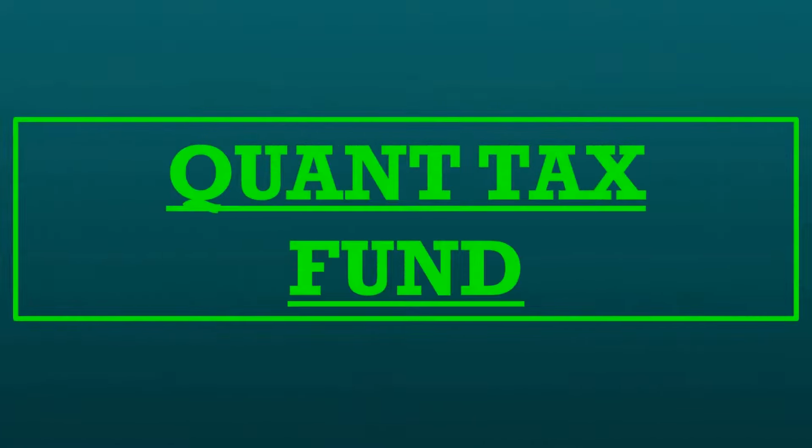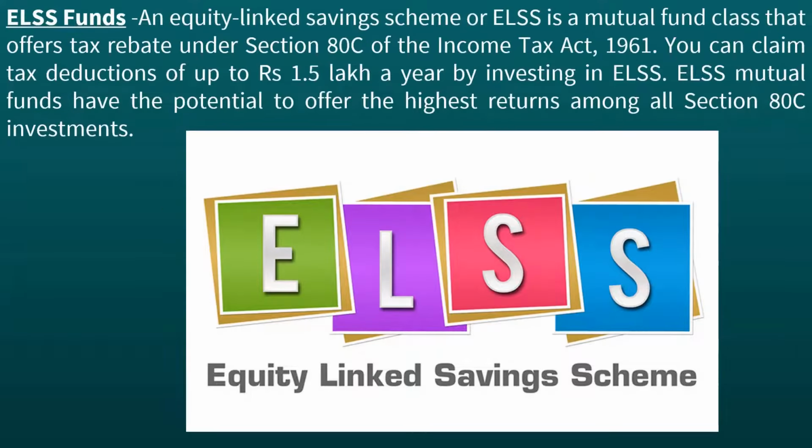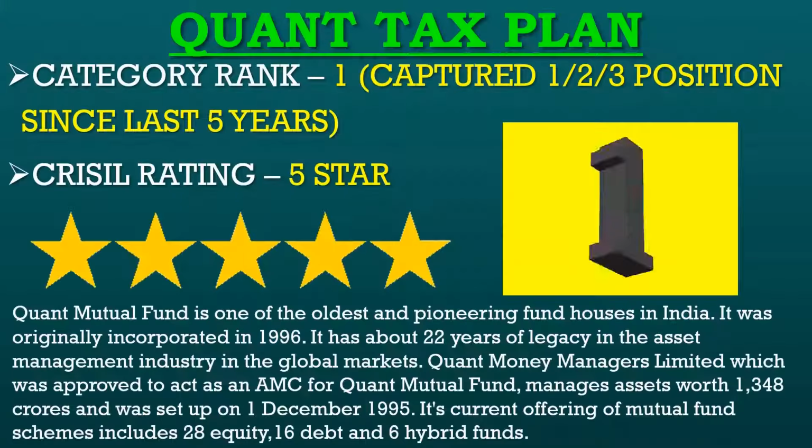Next, we look at the Quant Tax Plan under Equity Linked Savings Schemes or ELSS funds. An ELSS is a mutual fund class that offers tax rebate under Section 80C. You can claim tax deductions of up to Rs 1.5 lakhs a year by investing in ELSS and save up to Rs 46,800 in taxes. ELSS funds have the potential to offer the highest returns among all Section 80C investments. This fund has maintained a top rank in this category for more than the last 3 years. This again is a 5-star fund rated by CRISIL.